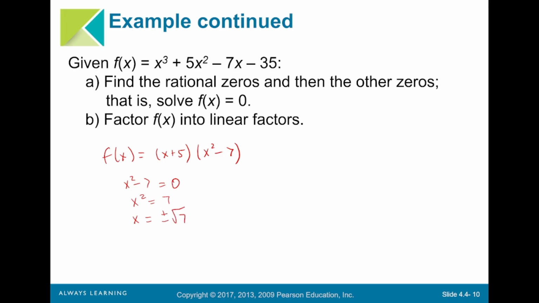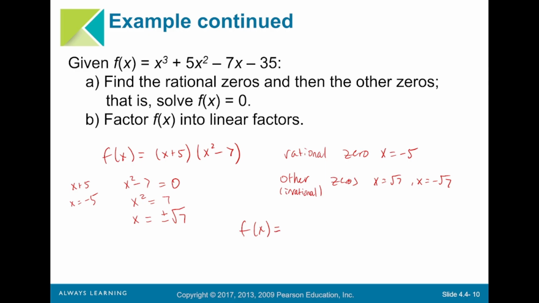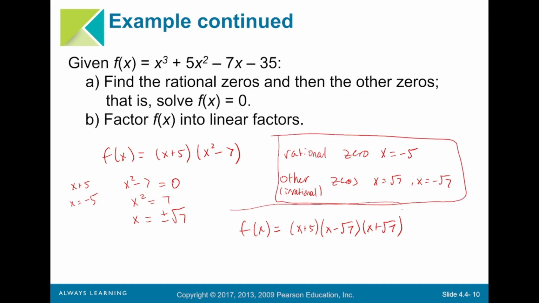And so I get x equals plus or minus root 7. And then, of course, from my x plus 5 term, I got x equals negative 5. So my rational zeros is only x equals negative 5. My other zeros, or irrational, are x equals root 7 and x equals negative root 7. And so if I wanted to factor this polynomial fully, I would have x plus 5, x minus root 7, x plus root 7. And that is the fully factored polynomial and all of its zeros figured out.